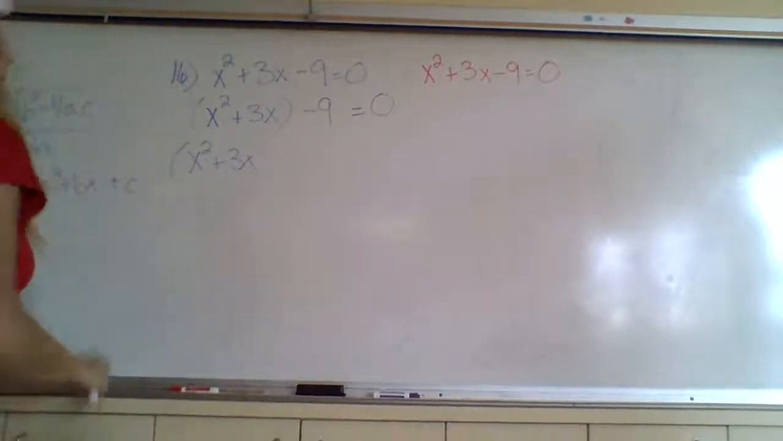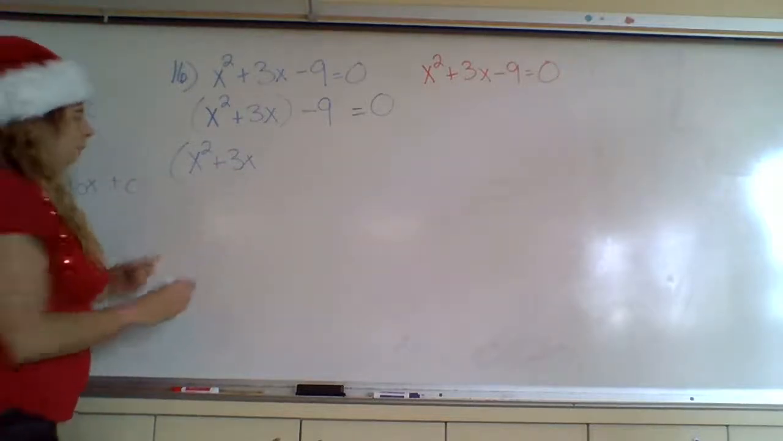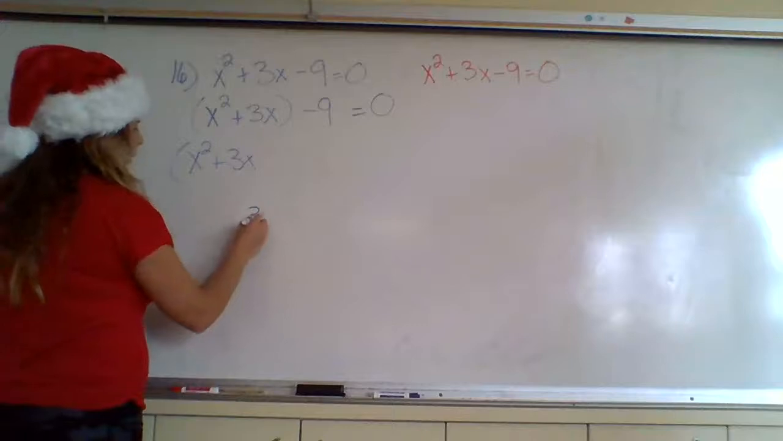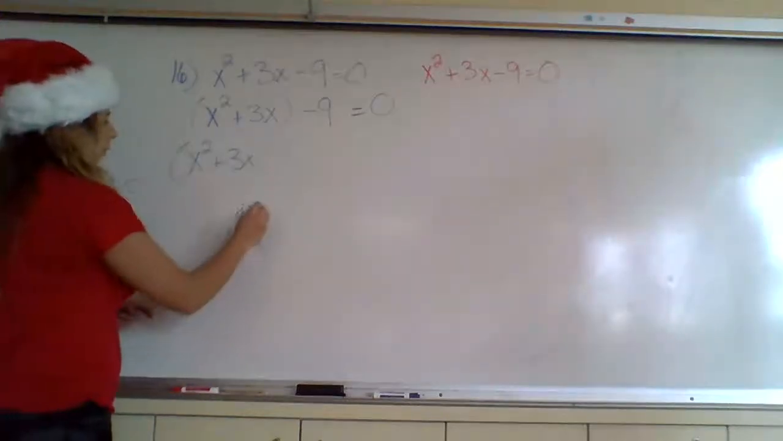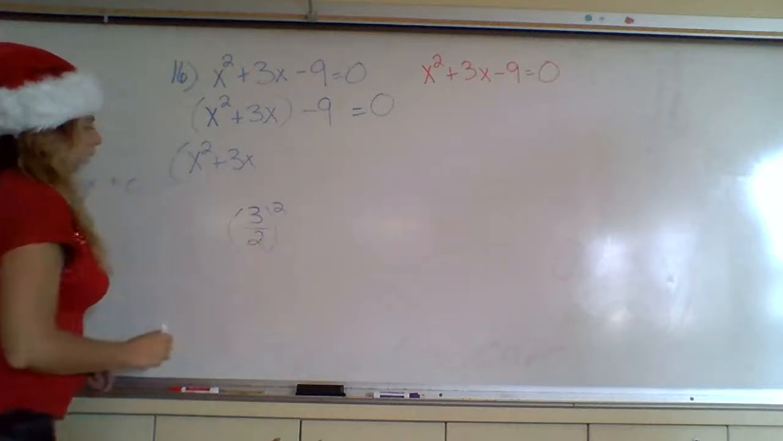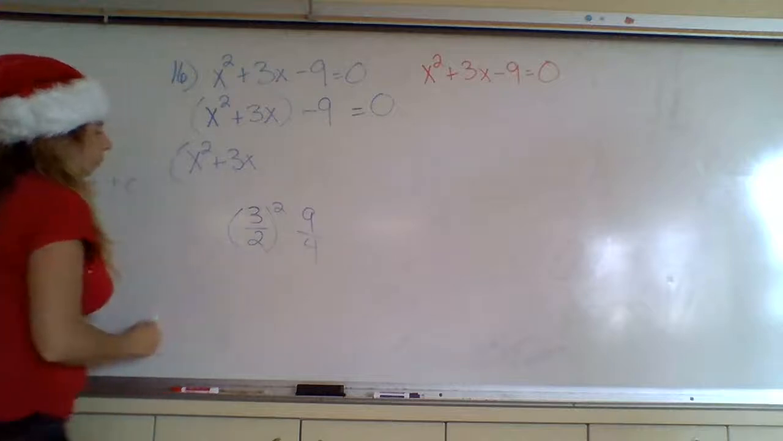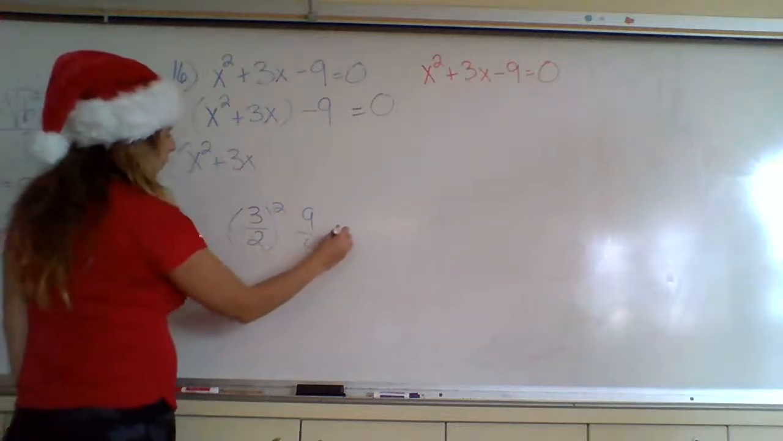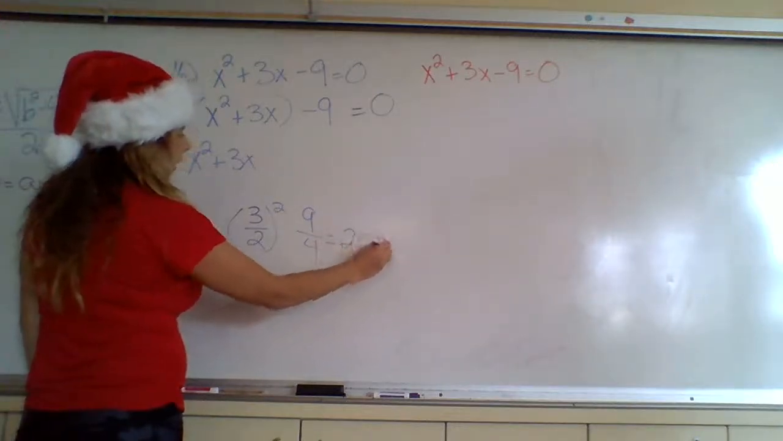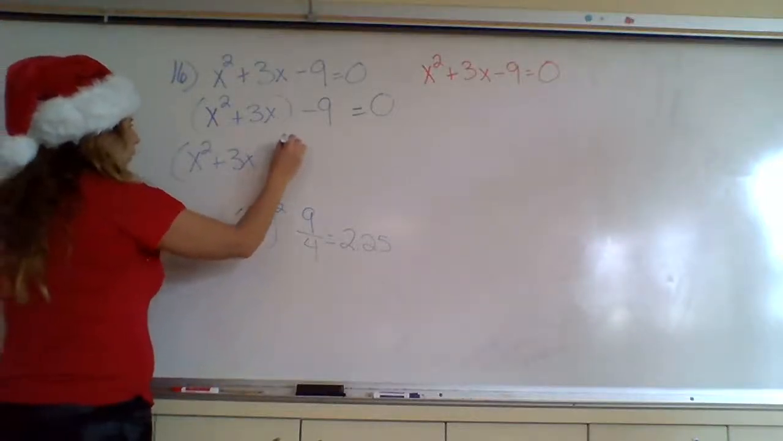So you take half of your middle term. We're going to leave it as a fraction. So 3 over 2, take half of my middle term, and I square it. So that is 9 over 4. If you want to write it as a decimal, it's 2.25. So if you're a decimal person, it's 2.25. I'm going to leave it as a fraction for now anyway.